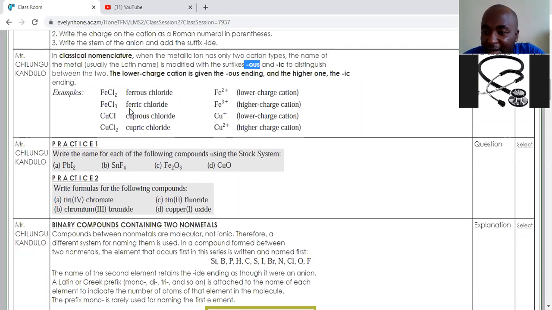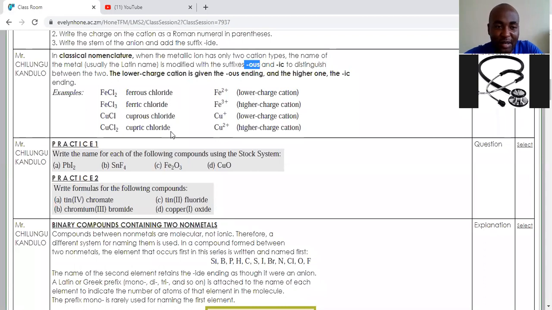Ferrous, -ous, for lower charge, -ic for higher charge. The same applies to copper 1 and copper 2. We only have 2 types of copper. So the first one, copper 1, is called cuprous chloride. The higher charge, which is copper 2, is the one which is called cupric chloride. This one is just nice and fancy.